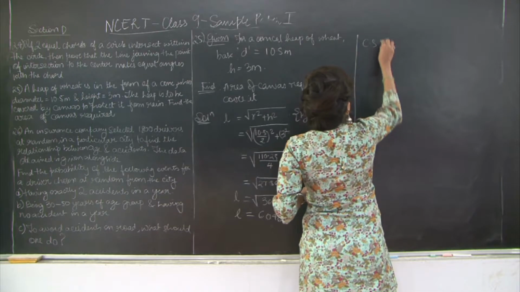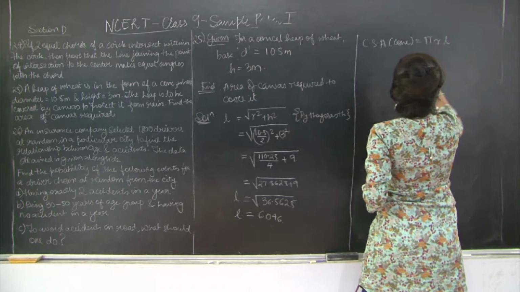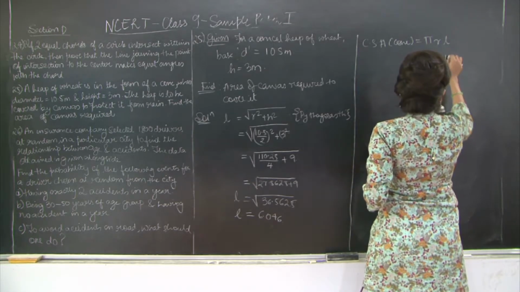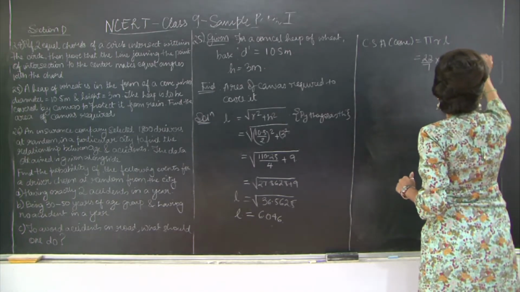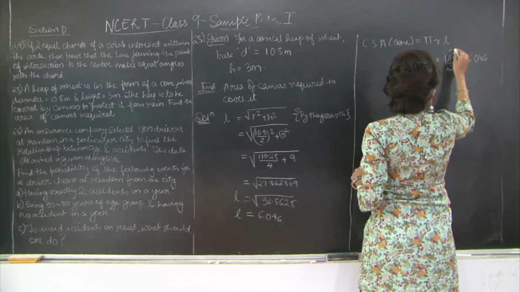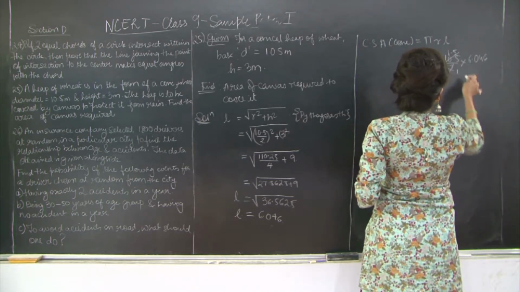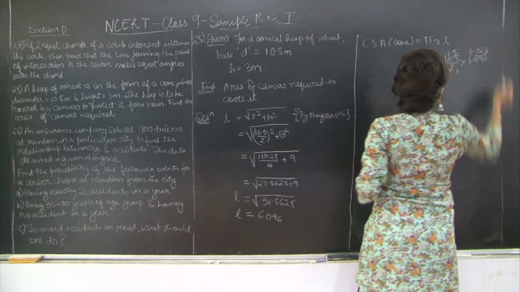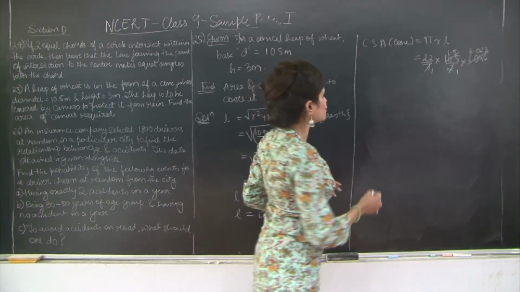So I'll say curved surface area of cone is given by pi RL. So pi 22 by 7, radius is going to be diameter divided by 2, which is 10.5 divided by 2, into L, which is 6.046. So let's check. 7 ones are 7, 7 ones are 7, and 7 fives are 35. Then I have 2 ones are 2, 2 threes are 6, 0, 2 twos are 4, 2 threes are 6. So I have 22 into 1.5 into 3.023.